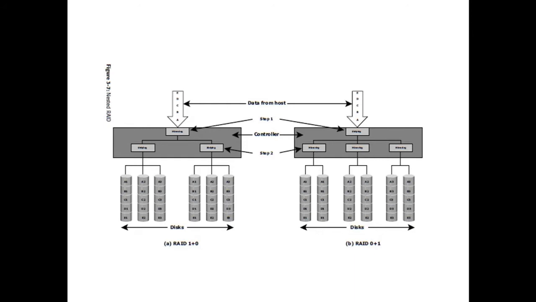So this is nested RAID, combining the benefits of both RAID 0 and RAID 1. If you are implementing RAID 1 first and then RAID 0, you call it RAID 1.0, or the reverse, if you are first implementing RAID 0 and then RAID 1 over it, you call it RAID 0.1.